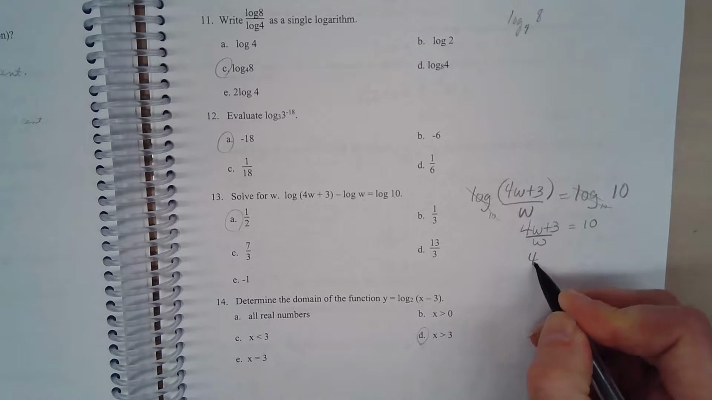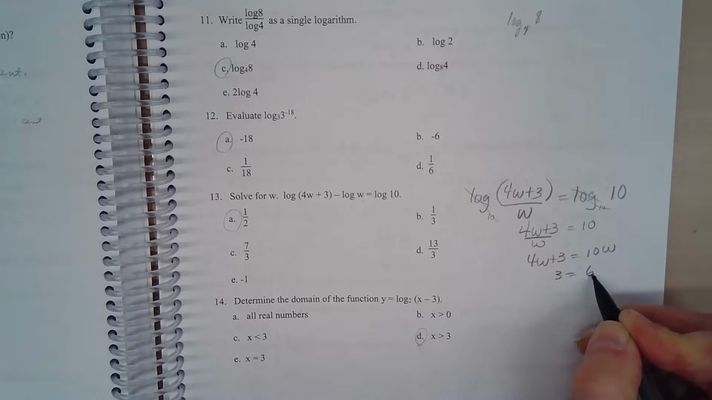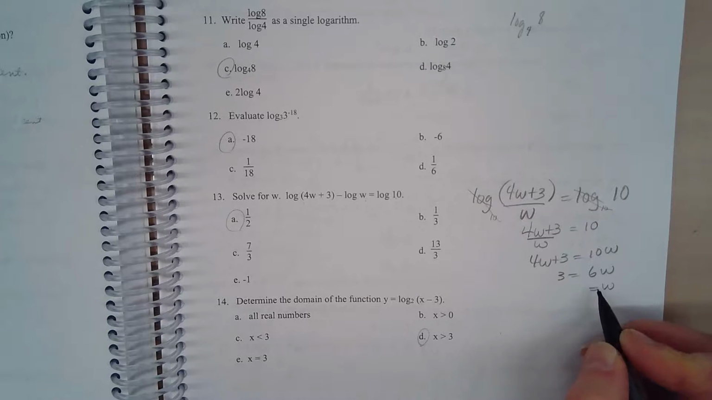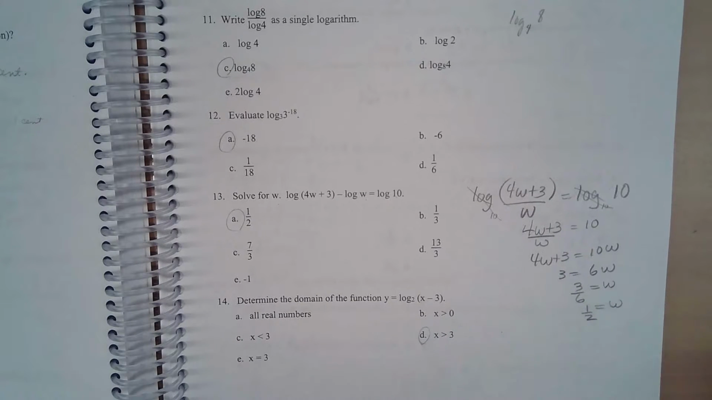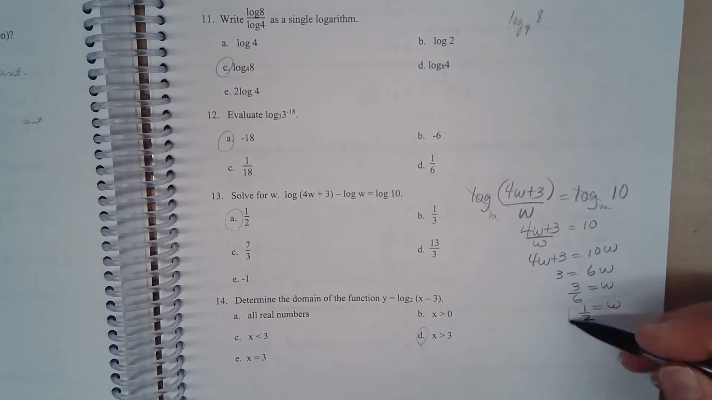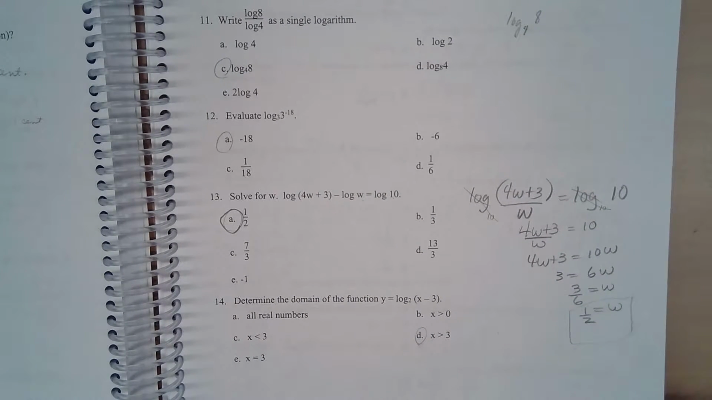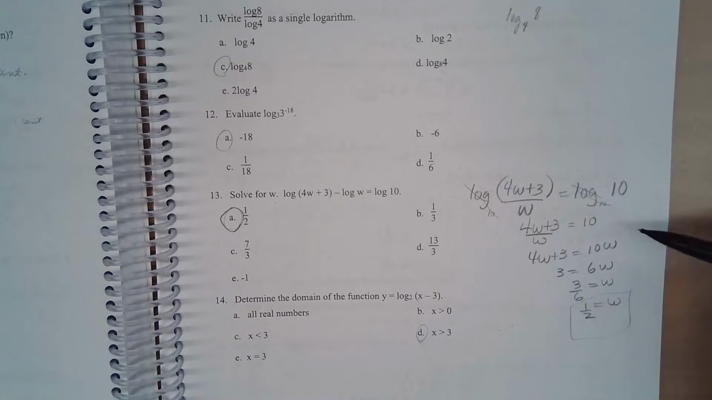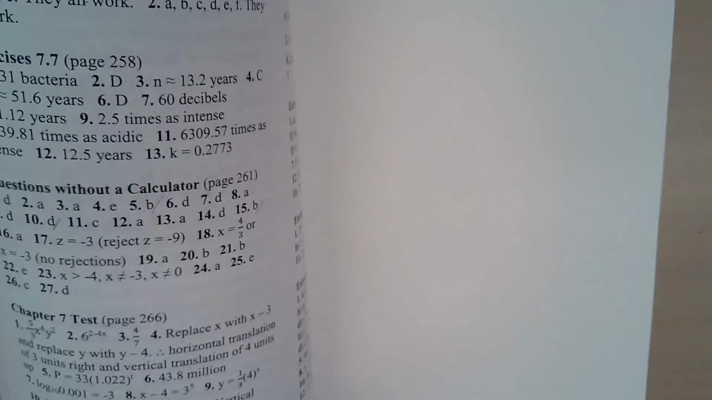Okay, let's see. 4W plus 3 equals 10W. 3 equals 6W. W equals 3 over 6, or W equals a half. So I'd say the answer is A. Is that what the answer is? 13A. I think if you did it that way, it should still work, John. Or did you? Let's see. Questions without a calculator. The answer is A, though.